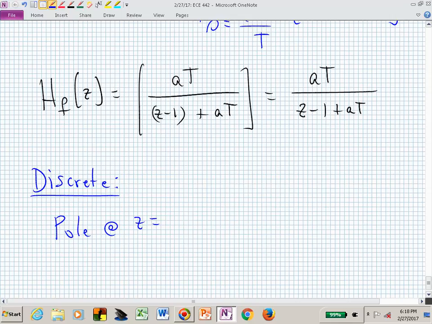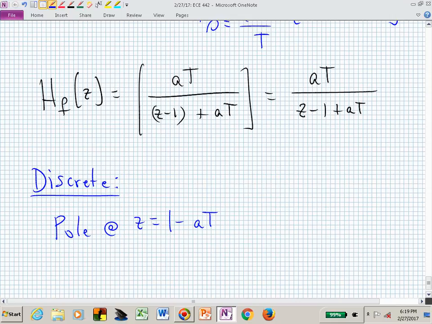No, the poles are where in this transfer function? I'm blind, I can't see, but that looked like a pole to me. So where's the pole here? We look at the denominator, and we find all the values of z where that equals 0. So now we set the denominator equal to 0, and we now have a pole at 1 minus AT.